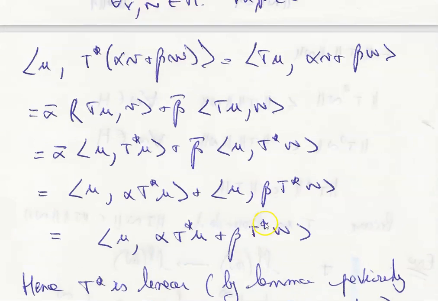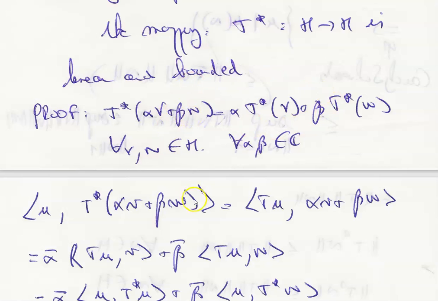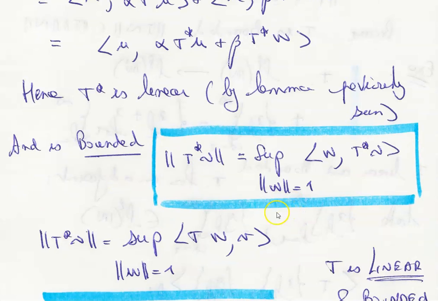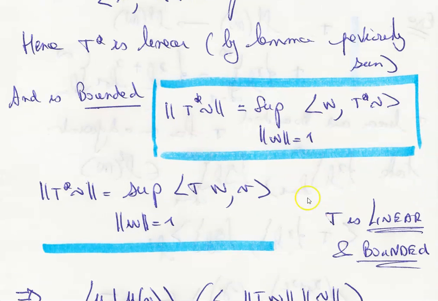That's what we wanted to demonstrate, right? That's the result we wanted to demonstrate. We just showed that T star is linear by the previous lemma. Okay, so now the definition of an operator bounded. I remind you the definition of a bounded operator.